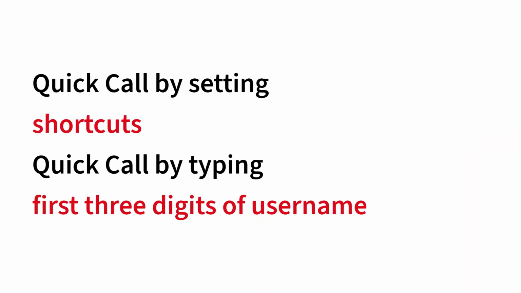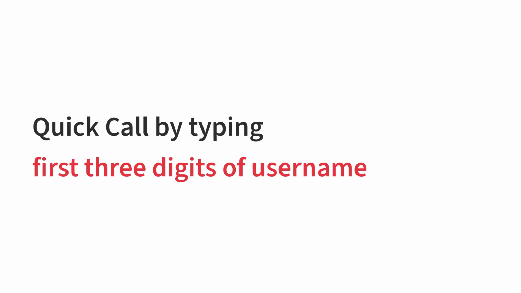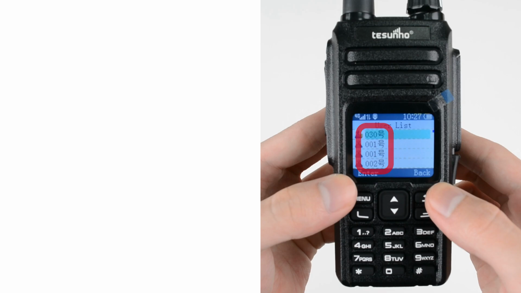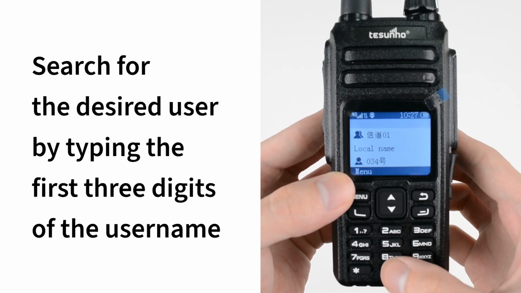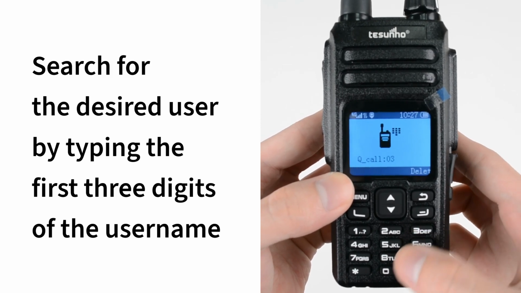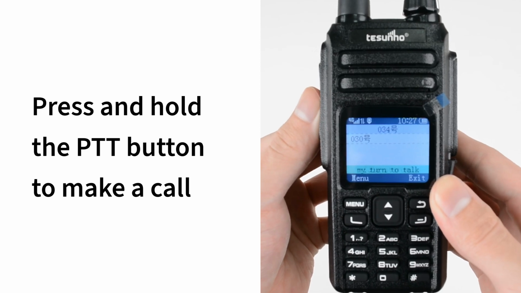When creating a user on the platform, the username should be prefixed with 3 digits. This will also allow you to make the quick call. In the standby status, search for the desired user by typing the first 3 digits of the username. Then press and hold the PTT button to make a call.